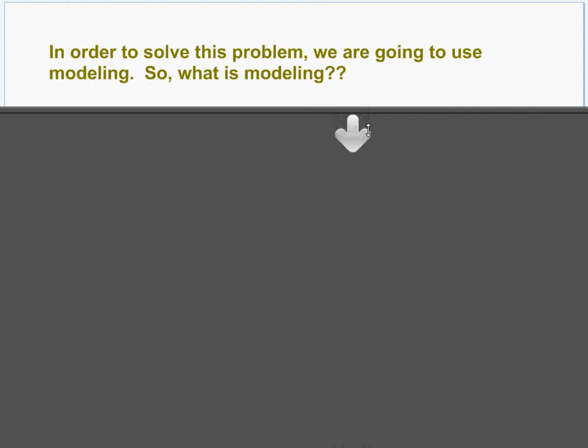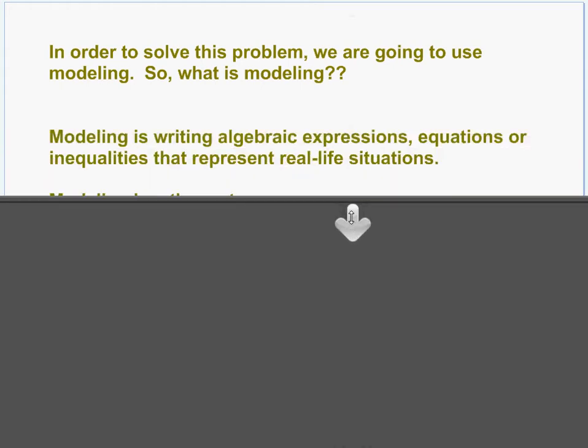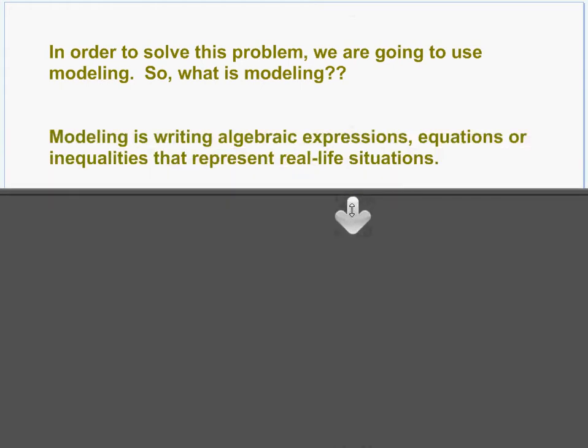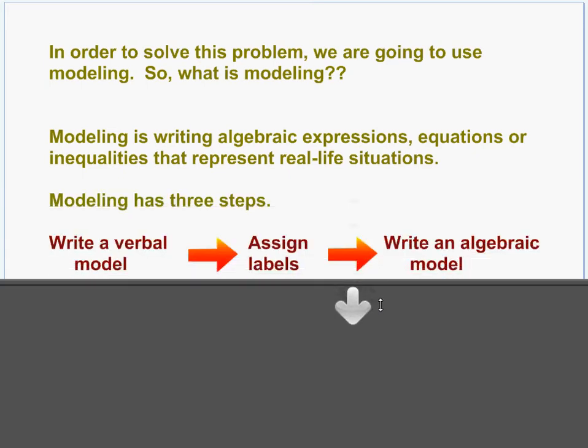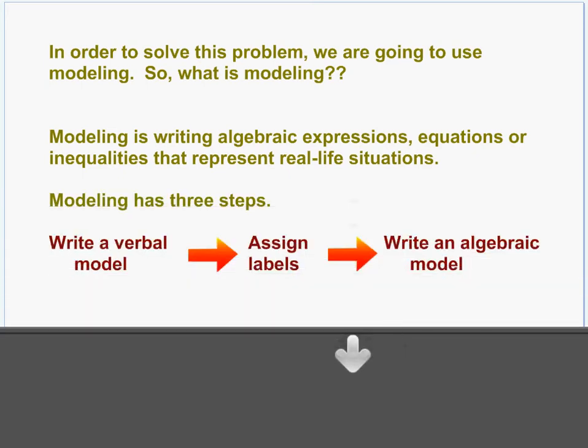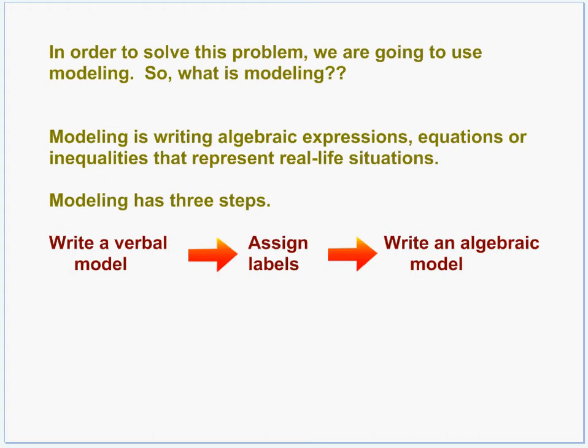All right, so we said that today we're going to be using modeling, okay? So we need to say, what is modeling, okay? Modeling is writing algebraic expressions. They can be equations, they can be inequalities that represent real-life situations, okay? It has 3 steps, and these 3 steps I expect you guys to know. First, you're going to write a verbal model, then you're going to assign labels, then from there, you're going to write an algebraic model, okay?